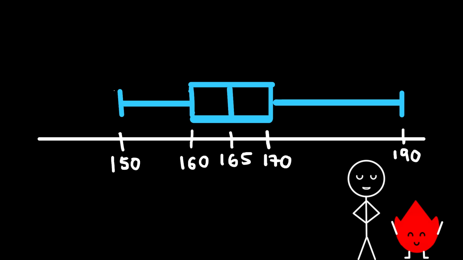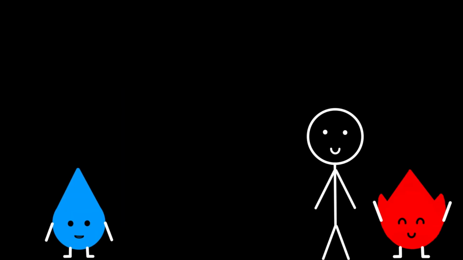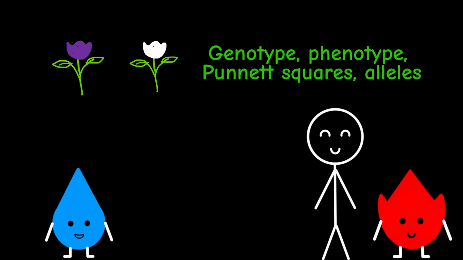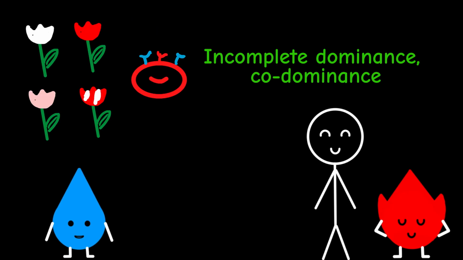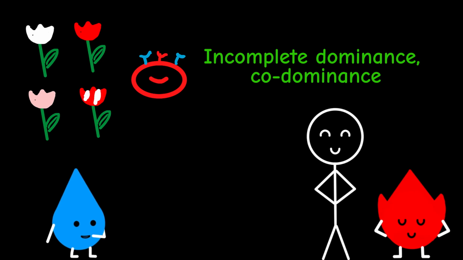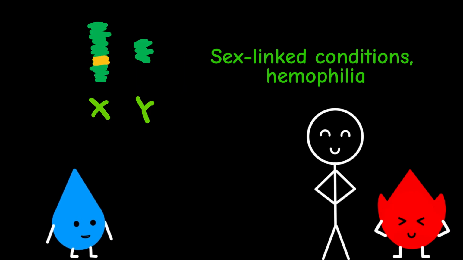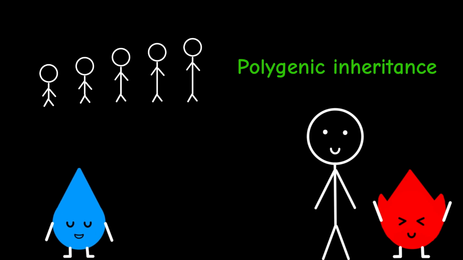Oh! That was satisfying. We've learned a lot of things today. With the pea flowers, we learned about genotype and phenotype, Punnett squares and alleles. Then we looked at an example in humans, PKU. After that, we saw that inheritance is not that simple. We explored incomplete dominance with the pink flowers, codominance with the ABO groups, sex-linked conditions such as hemophilia, and polygenic variation with height.